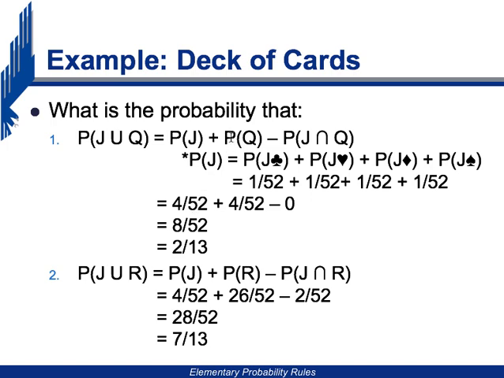Now, using the same process for P of Q, we should get 4 over 52 as well. And then finally, we also need the probability of the intersection of J and Q. And here, we know that there is no card in the deck that is both a jack and a queen, meaning the probability of that is 0. Or in other words, we can say that events J and Q are mutually exclusive. Now, performing the operation, we will get a probability of 8 over 52 or 2 over 13.